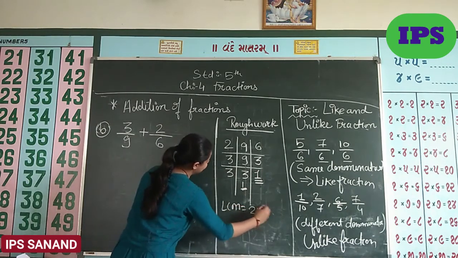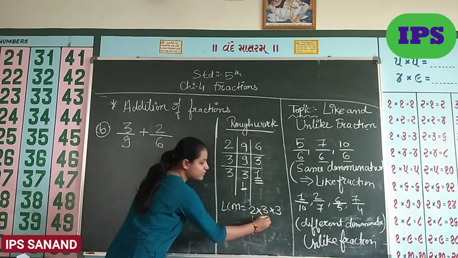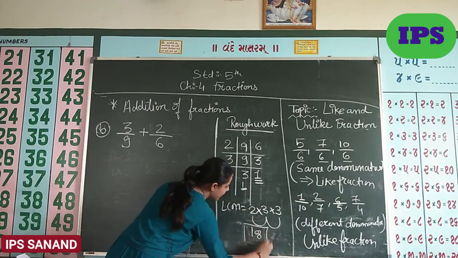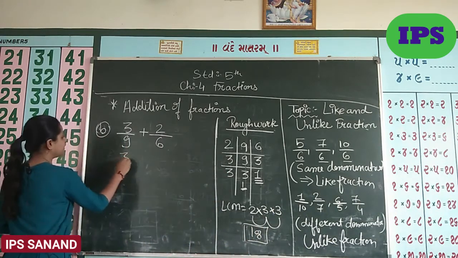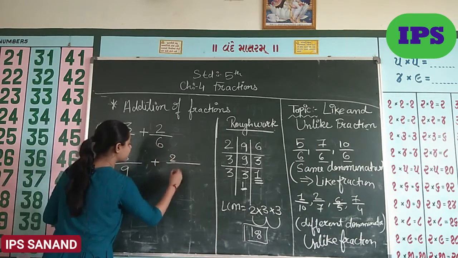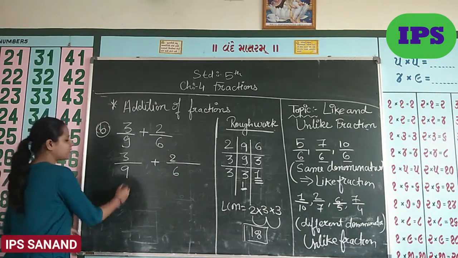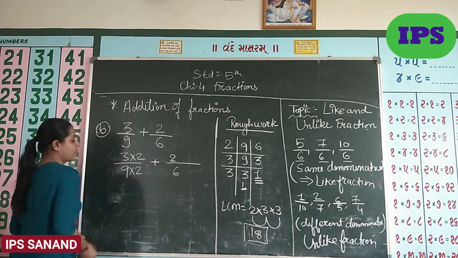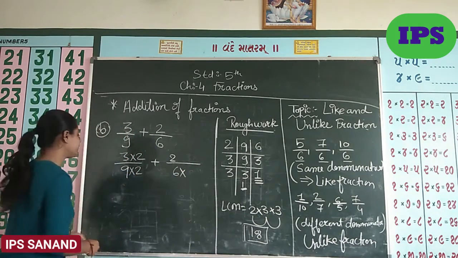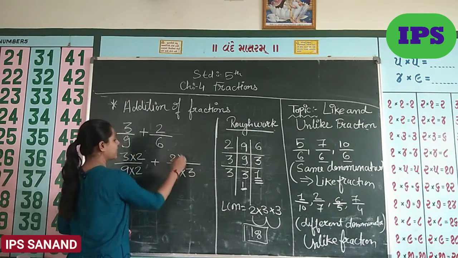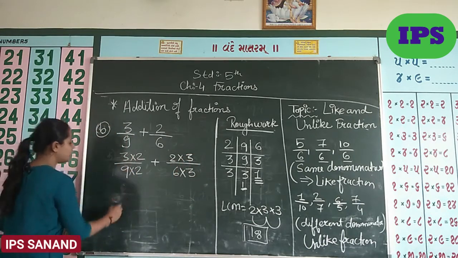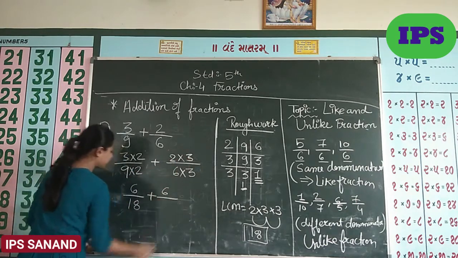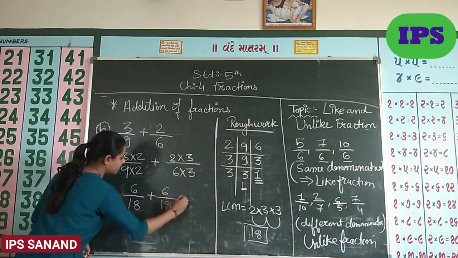LCM 2 multiply by 3 multiply by 3. So 2 3s are 6 and 6 3s are 18. So my LCM is 18. Okay, so now 3 by 9. जिस तरीके से हमने लास्ट का किया था उसी तरीके से करना है हमें. 9 में ऐसा क्या करें कि 18 आ जाए? Exactly 2, of course. 9 2s are 18. Now 6 के टेबल में ऐसा क्या करें कि 18 आ जाए? 6 3 जा 18, जो नीचे मल्टीप्लाई करते हैं वही ऊपर. ओके, नाउ 3 2 जा 6, 9 2 जा 18, 2 3 जा 6 एंड 6 3 जा 18.